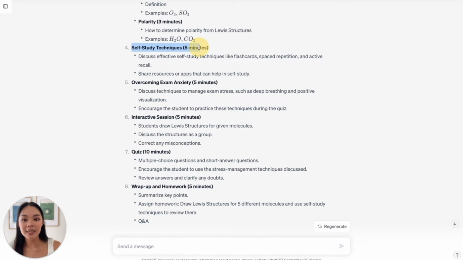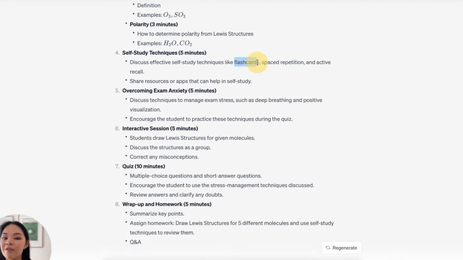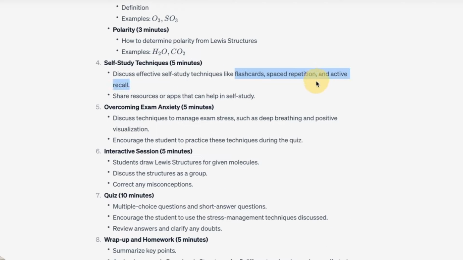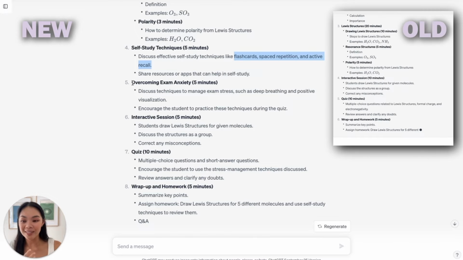So we've got self-study techniques, so teaching things like flashcards, spaced repetition, and active recall. And we've also got a section on overcoming exam anxiety, so teaching them to manage exam stress, such as deep breathing and positive visualization. Now, if you're a tutor, you may not have had all of these ideas brimming at the forefront of your mind, but by using ChatGPT in this way, which I get really excited about, it actually helps to fuel your ideas even further.